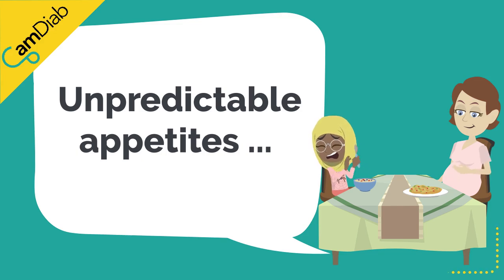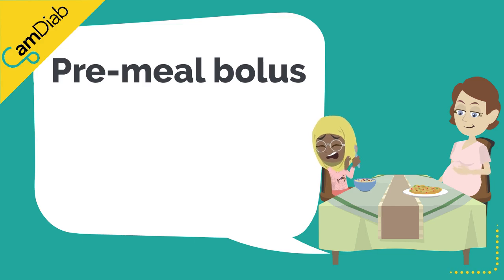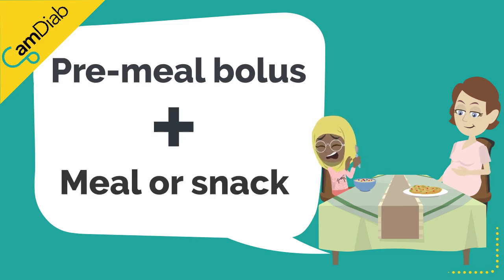People with an unpredictable appetite might like to split their bolus and give a pre-meal bolus for the minimum amount of carbohydrate they will eat and put the rest in meal or snack.